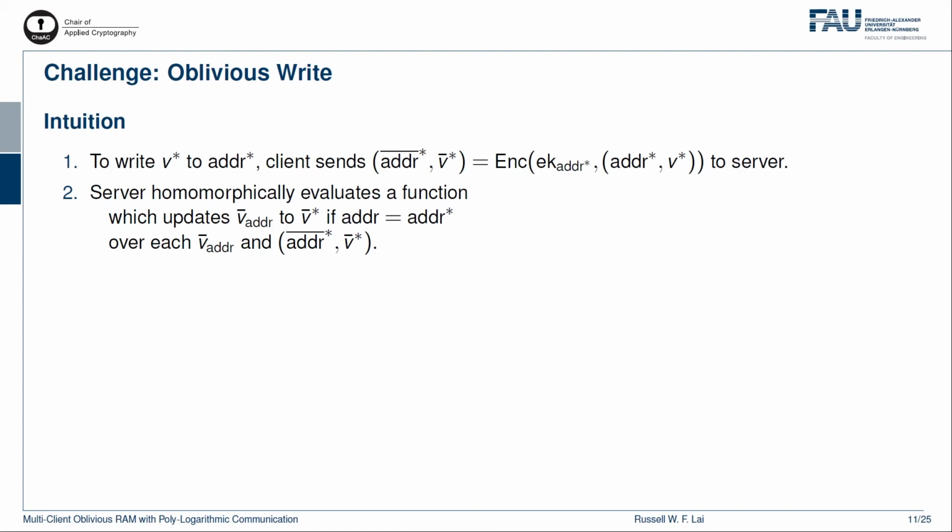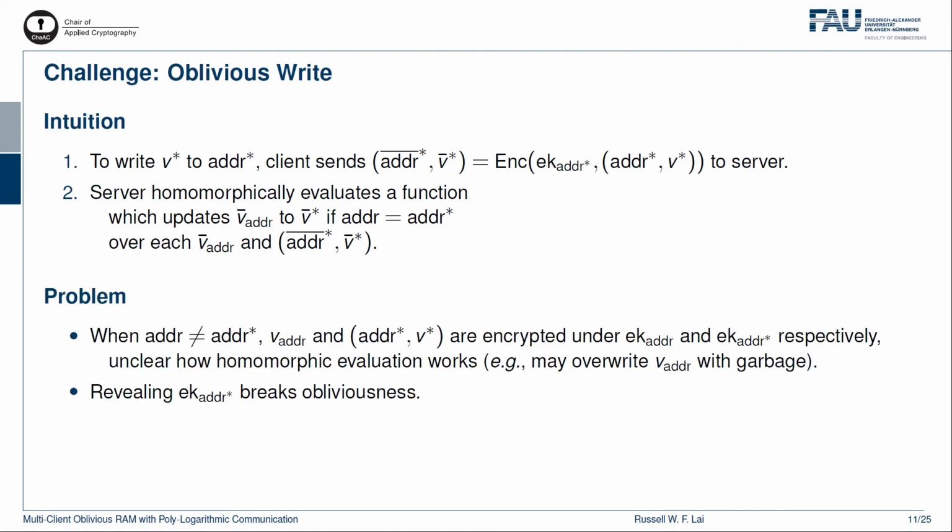The difficulty is that when the address is not equal to the target address, then the existing value v address stored in the database and the tuple address star v star sent by the client are encrypted under different keys. Therefore, it is unclear how homomorphic evaluation works. Obviously, revealing the correct encryption key to the server is not an option because it breaks obliviousness.